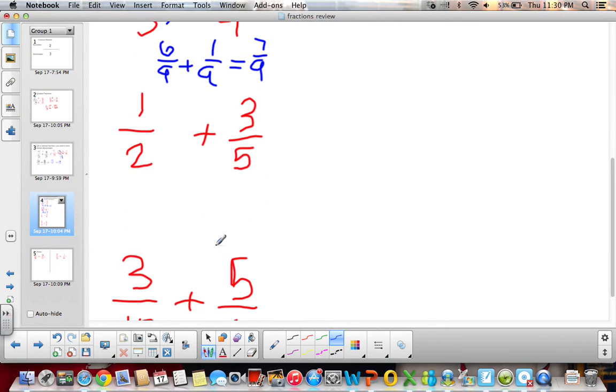Okay, so now we have an equation: 1/2 plus 3/5. 2 does not go into 5, and 5 does not go into 2. Okay, so we're going to have to multiply both sides by something to get common denominators.